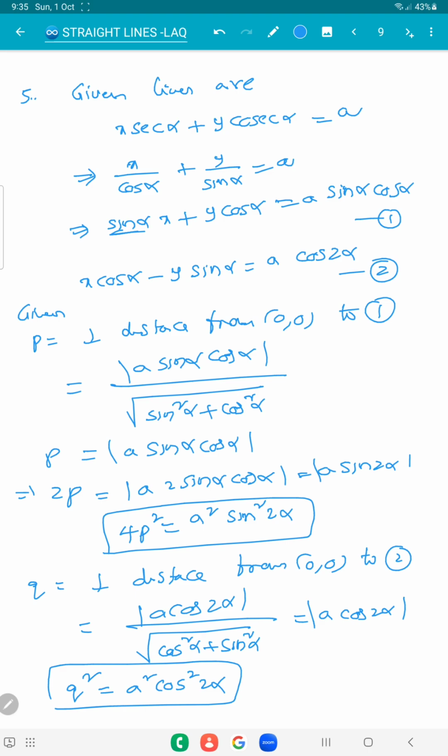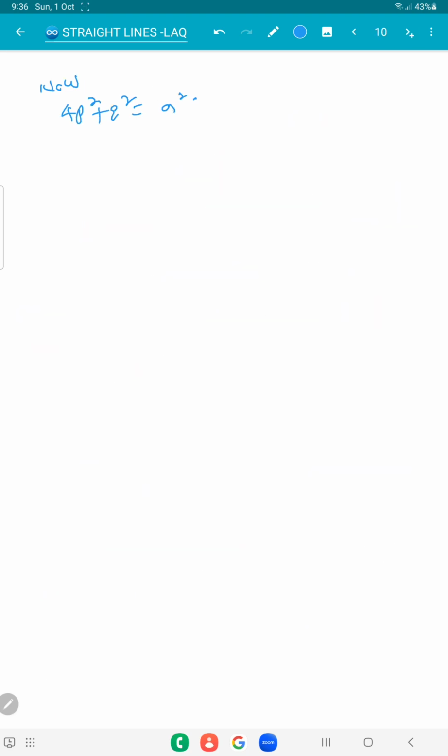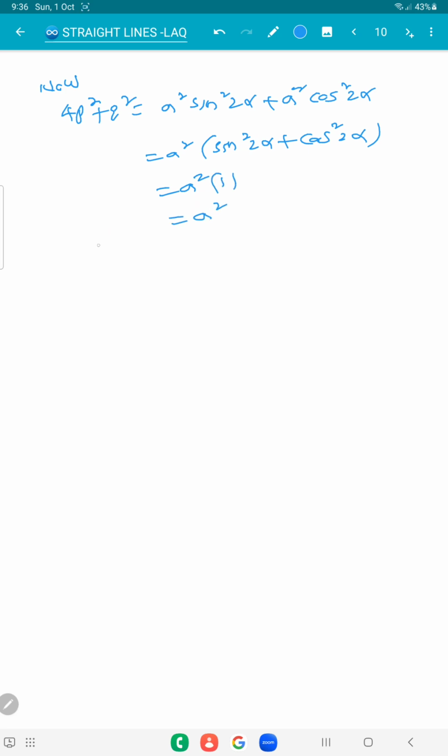What we need is 4p square plus q square, right? Now 4p square plus q square is equal to, what is 4p square? a square sin square 2 alpha, plus a square cos square 2 alpha, that is equal to a square common, sin square 2 alpha plus cos square 2 alpha. So a square into 1, a square. Therefore 4p square plus q square is equal to a square.